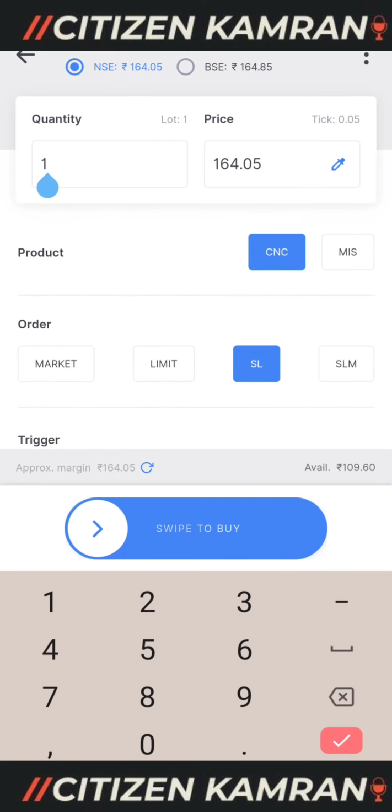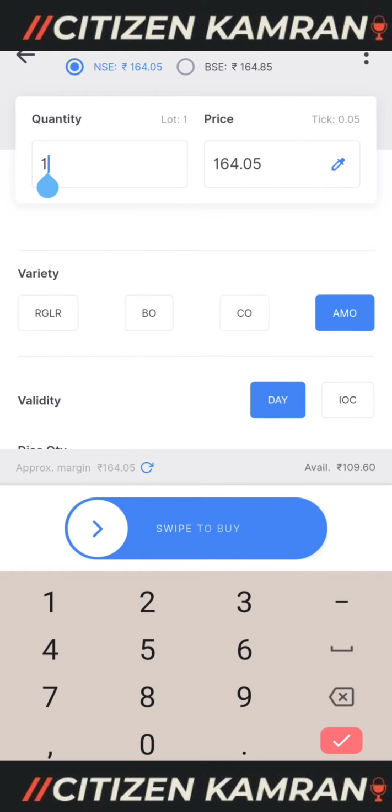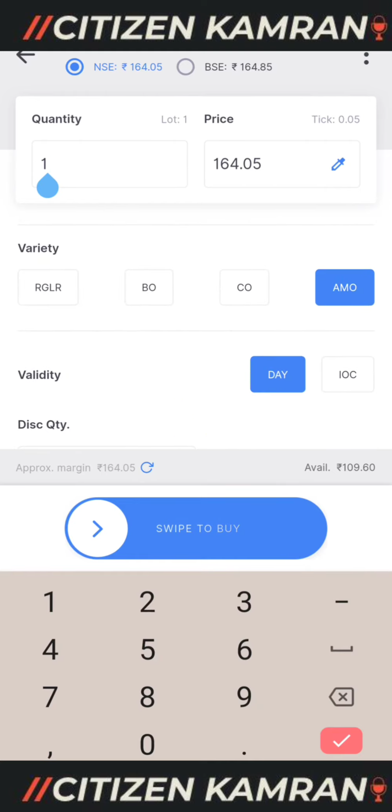You say you want to buy it at a lower price. Say you want to buy it at 163 but not higher than 165, something like that. Yeah. Now you have all these four.